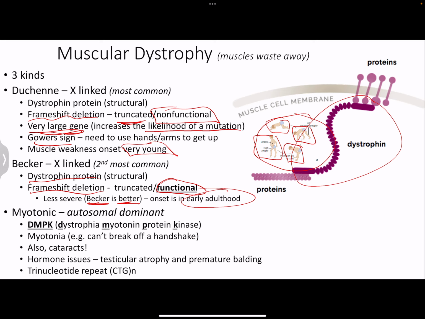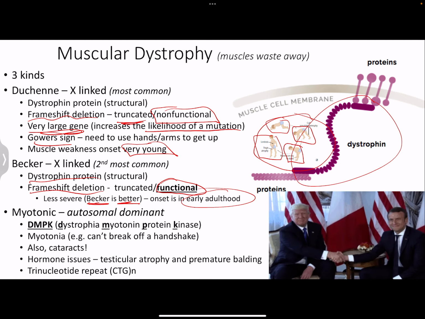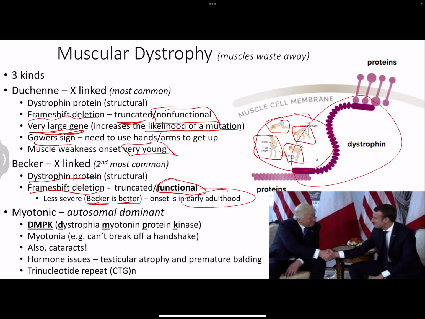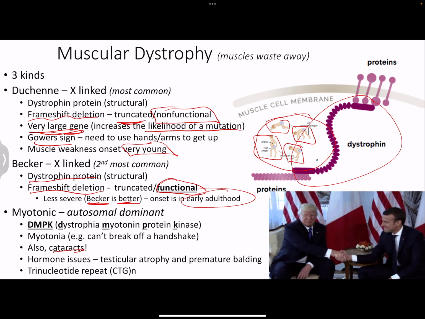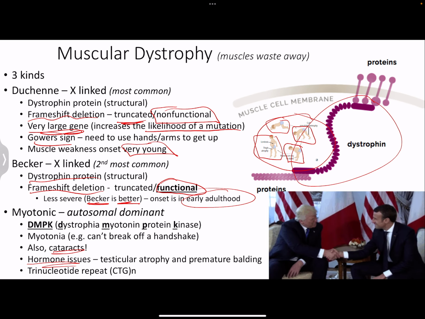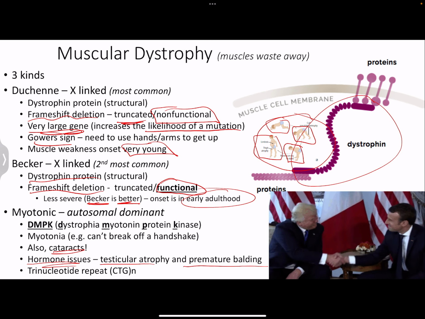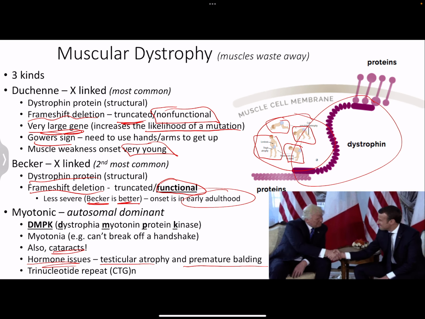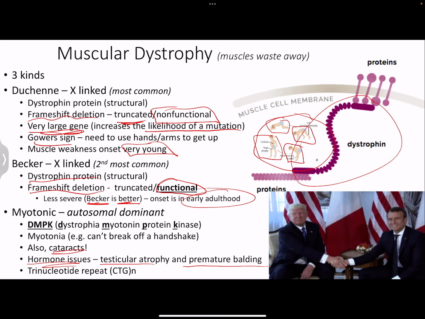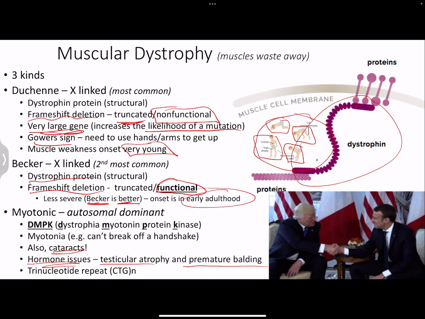Myotonic dystrophy is for the DMPK gene, dystrophia myotonin protein kinase. It causes myotonia, where if you contract your muscles, it's hard to relax them. The example that's often given is that if you do a handshake, it's hard to let go. People develop cataracts. There's hormonal issues, so testicular atrophy and premature balding. And this is a trinucleotide repeat. It's one of our 4 trinucleotide repeat diseases.